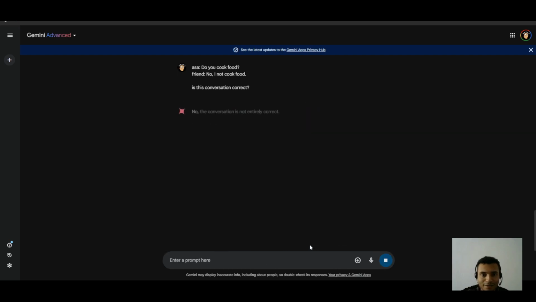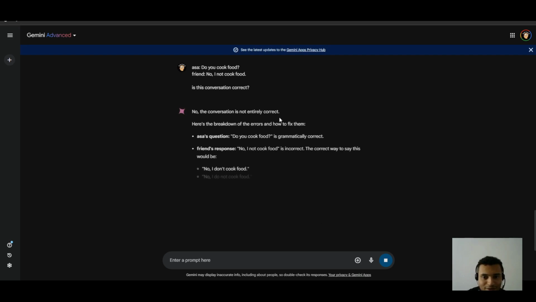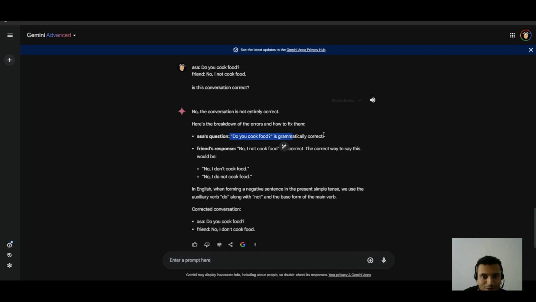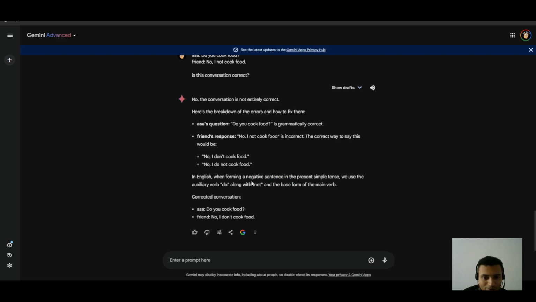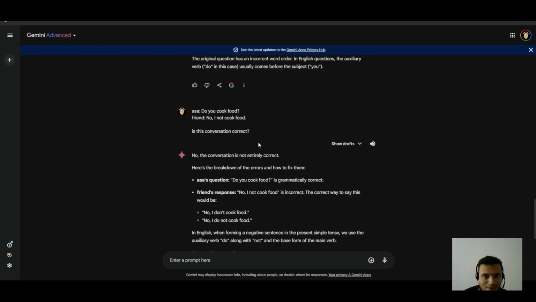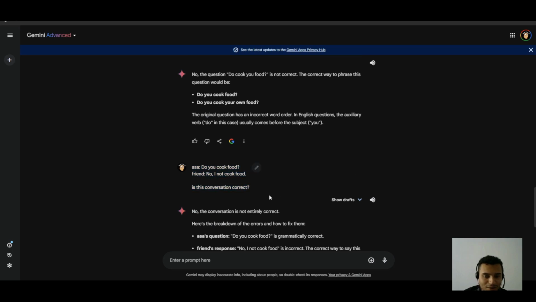And let's see. So it's not entirely correct. This question is okay. The friend's response is incorrect because we have some recommendations. It's I don't or I do not. And we see the reason here, which you can find in your language, of why this is wrong, and we have a corrected conversation. And this is what I love about Gemini Advanced, that it really gives you some good detailed responses to these simple prompts and questions.